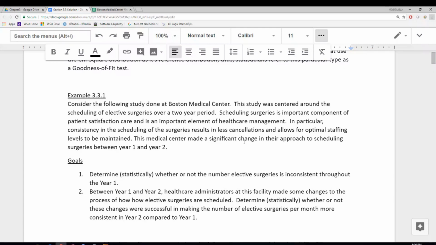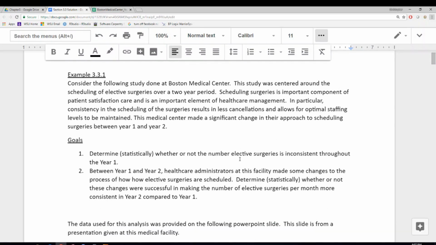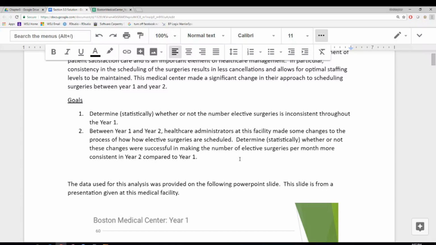The medical center made a significant change in their approach to scheduling these elective surgeries between year 1 and year 2. So there's 2 goals that we're going to consider here. Number 1, determine whether or not the number of elective surgeries is indeed inconsistent throughout year 1. And then number 2, determine whether or not these changes were successful in making the number of elective surgeries per month more consistent in year 2 than in year 1.